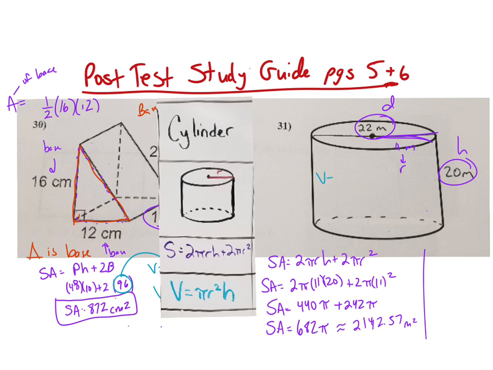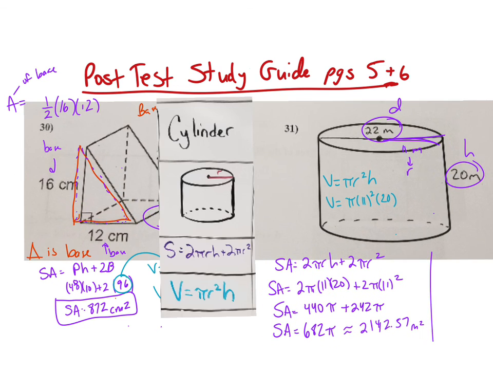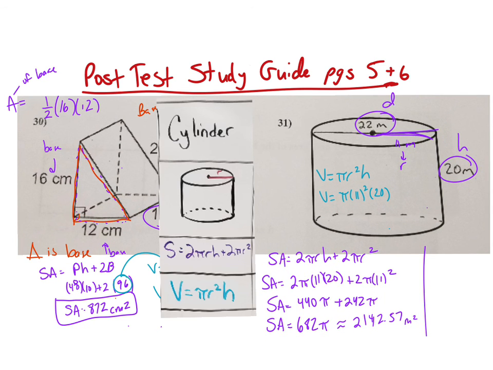To finish up, volume is equal to pi r squared times the height. Volume is equal to pi, remember r is 11 squared, and the height is 20. So volume is going to be 2,420 pi. If they wanted it in terms of pi, that would be your answer. But more than likely, you're going to put it in a calculator. So I'm going to have approximately 7,602.65. Remember, this is going to be cubic meters. So there's my volume. There's my surface area.